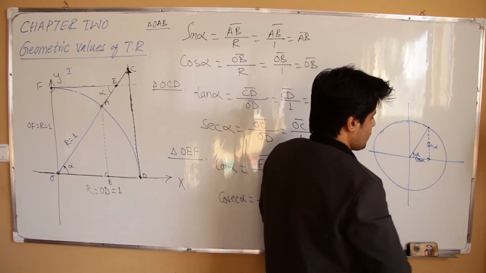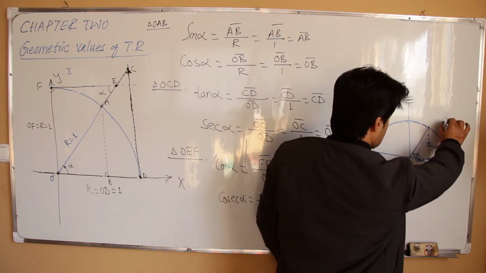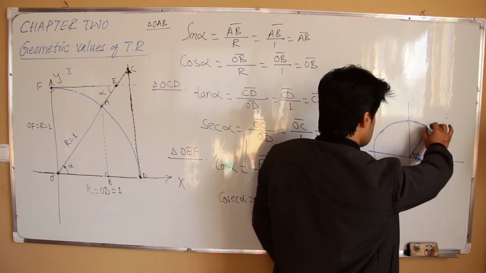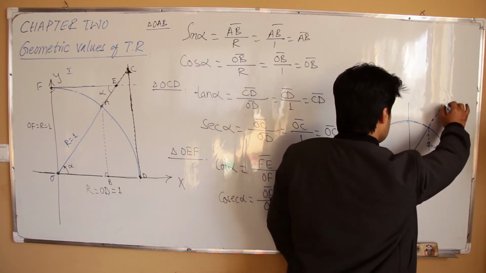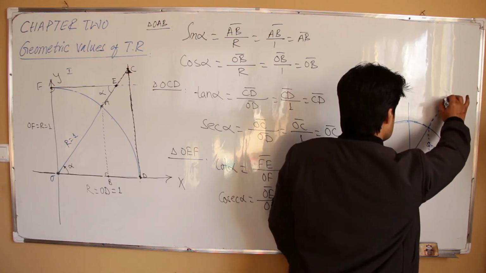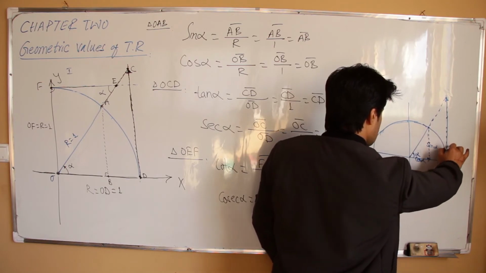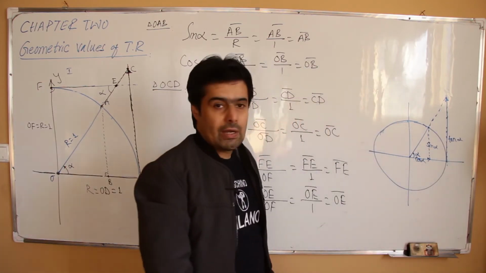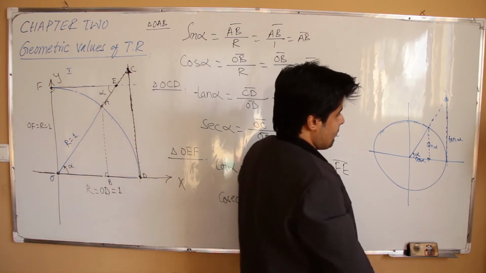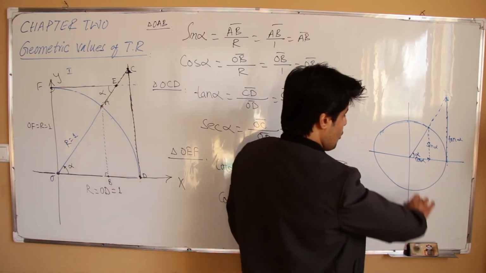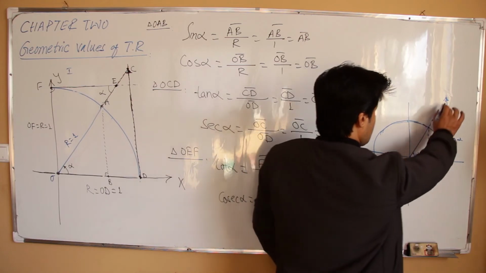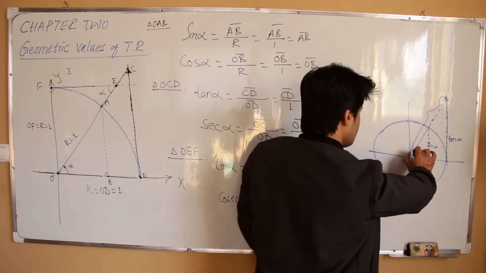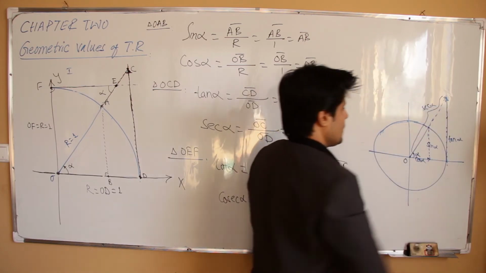What is the value of tangent? Just make a tangential line and proceed this line. Whenever they meet each other, the line joining meets your x-axis, this is called tangent. The value of tangent. What is the value of secant? From O, origin, up to here. This is the value of secant.